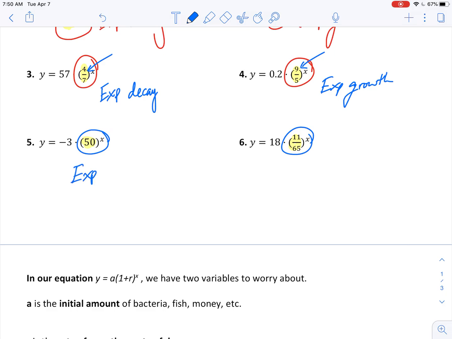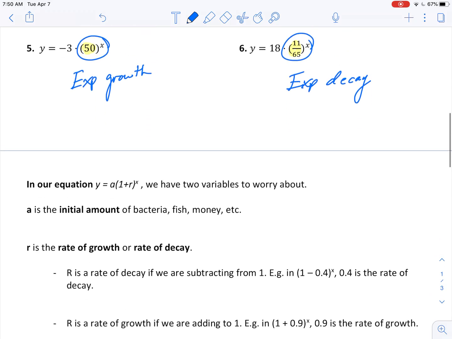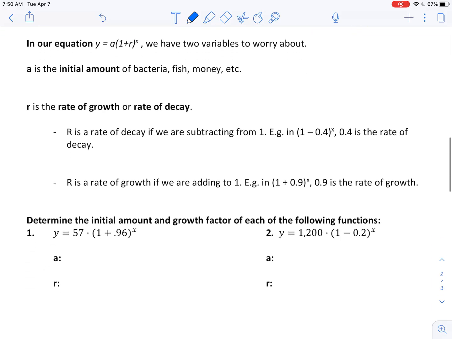And the last two here, again, we're going to focus on these bases. So I circle the power, I'll focus on the base. 50 is clearly bigger than 1, so that's exponential growth. And last but not least, 11 divided by 65 is going to be smaller than 1, so that would be exponential decay.